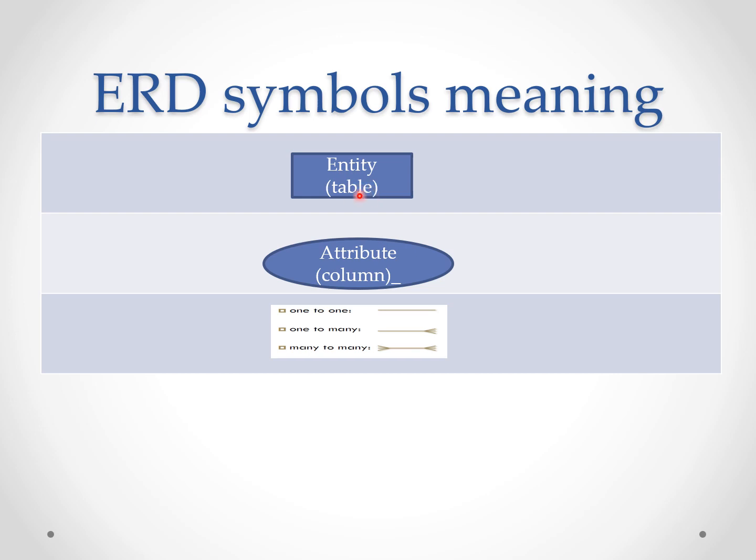Okay, so we said that each table in the database has a column or many columns, and we call them attributes. These attributes are represented by this shape. It's kind of oval, so please don't draw it as a circle.